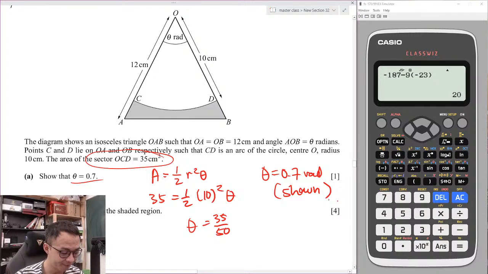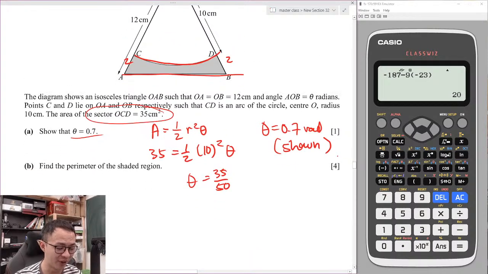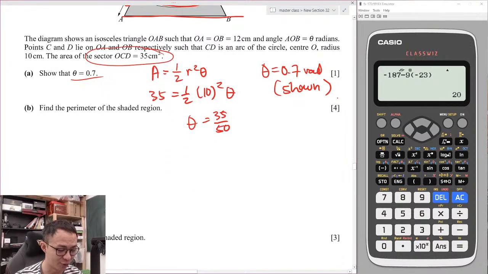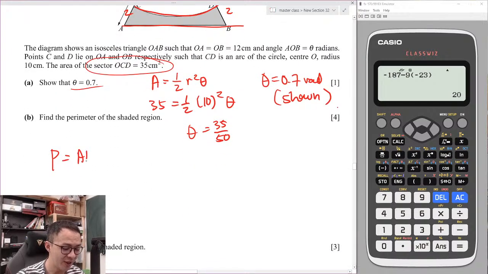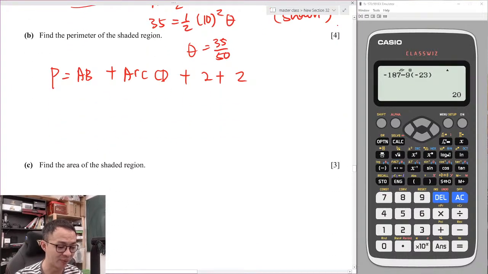Just sub into the formula, nothing very special here. Now find the perimeter of the shaded region. I need to find CD, and this is 2 and 2 here, and then I need to find AB. You can break them into triangles, but I'm a lazy person, so I'm going to use the cosine rule to find AB, then plus the arc length CD, and then plus 2 plus 2. This is my logic.